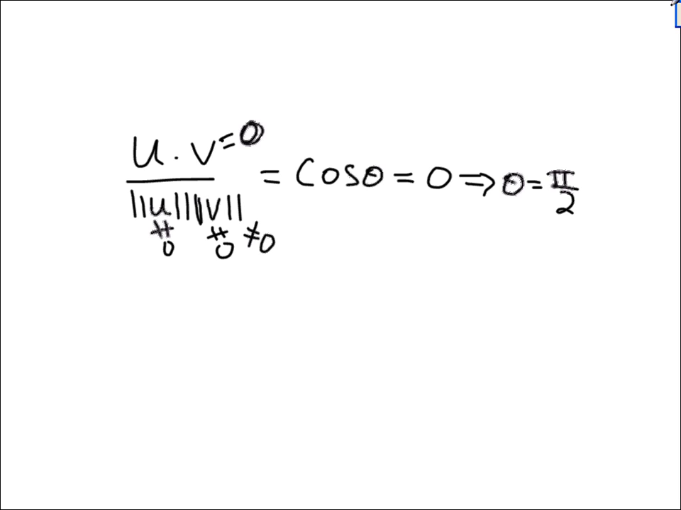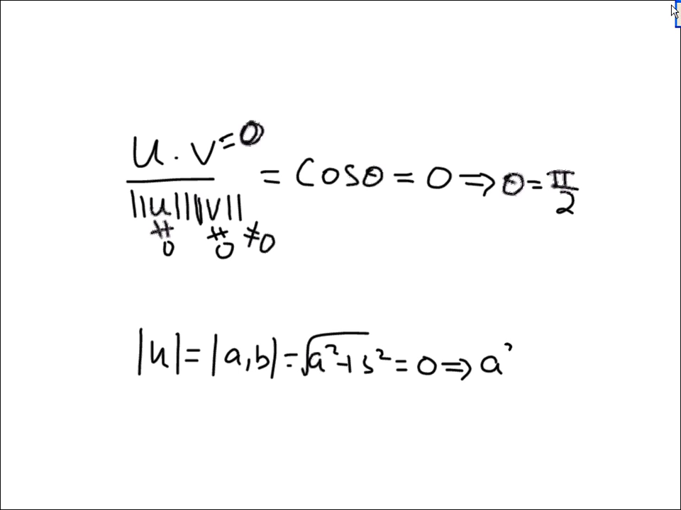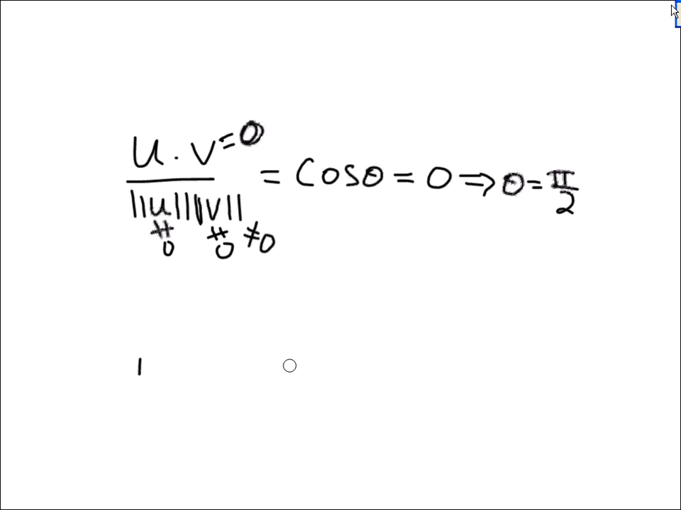Okay, if u dot v is 0 and the vectors are not 0, if the length of u, which is the square root of a squared plus b squared, were 0, that would mean a squared plus b squared was 0. If you square stuff and add them up and get 0, you must have been squaring 0. That is, a and b were 0.